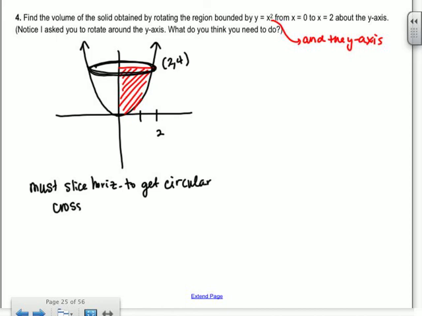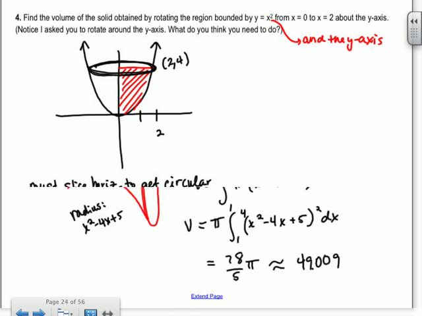And we like the circular cross sections because it's easy to find the area of a circle, which is pi r squared. We don't like chopping it vertically because then we have some strange shapes. Do you guys see that? They would be like little, something like that, like a weird shape. All right, so we're gonna slice horizontally.